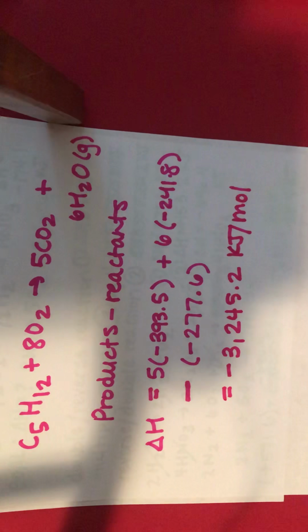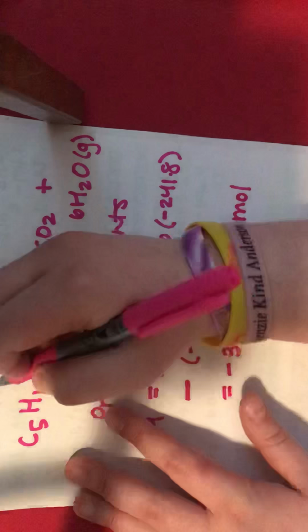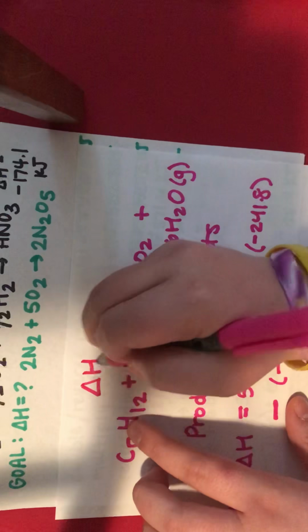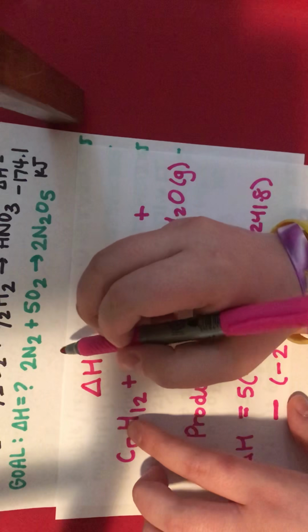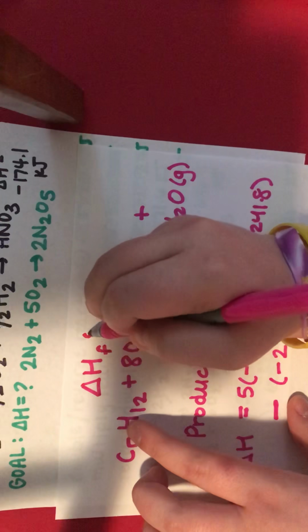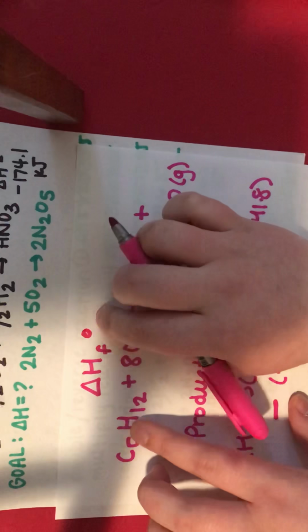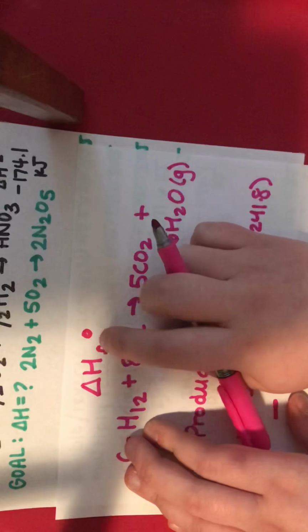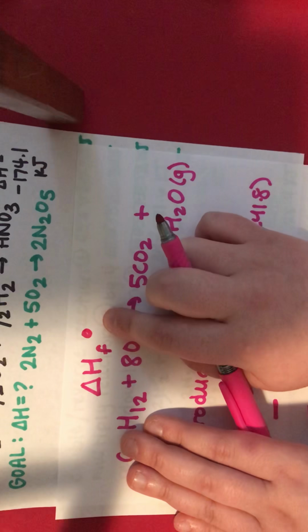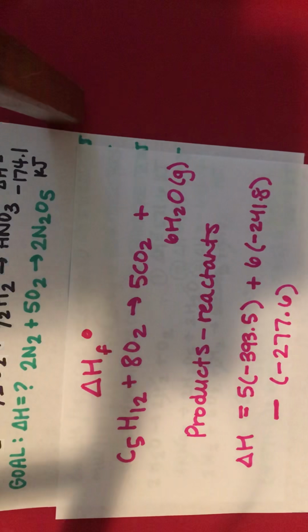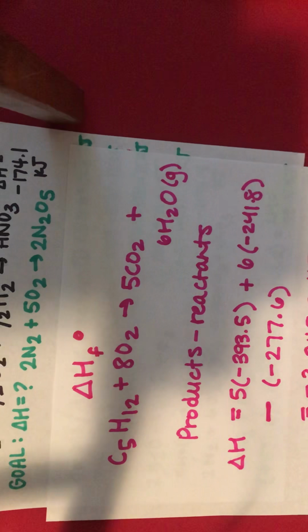So that's all I have. Oh, and make sure you know that this delta H with the F and the little bubble means standard heat of formation. So just make sure you know that. And that's pretty much all I have to review.